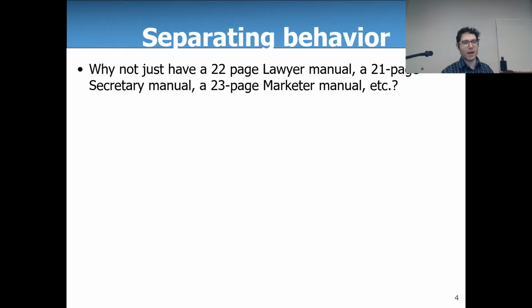So we could have a 22-page lawyer manual, a 21-page secretary manual, and a 23-page manual for marketers, right? We could each make one separate manual, where each division just maintains its own manual, okay? And that's one valid way to do that.